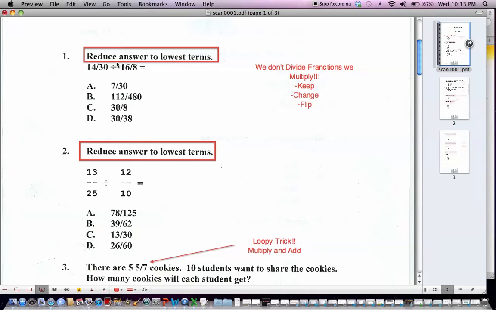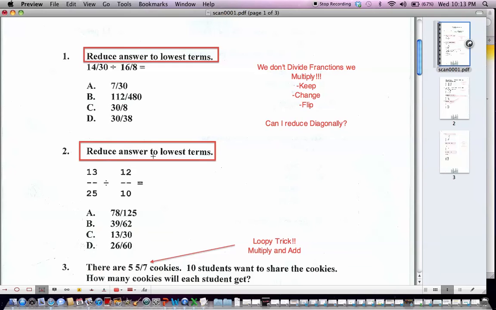Be sure to ask yourself that when you keep, change, flip, can I reduce diagonally? That's something that you may want to ask yourself: can you reduce diagonally? That's important. Ask yourself that when you do that.